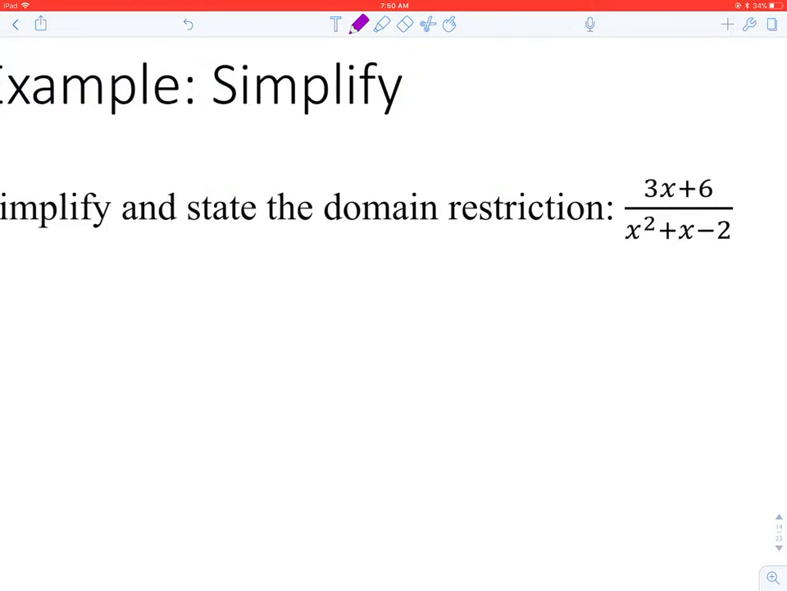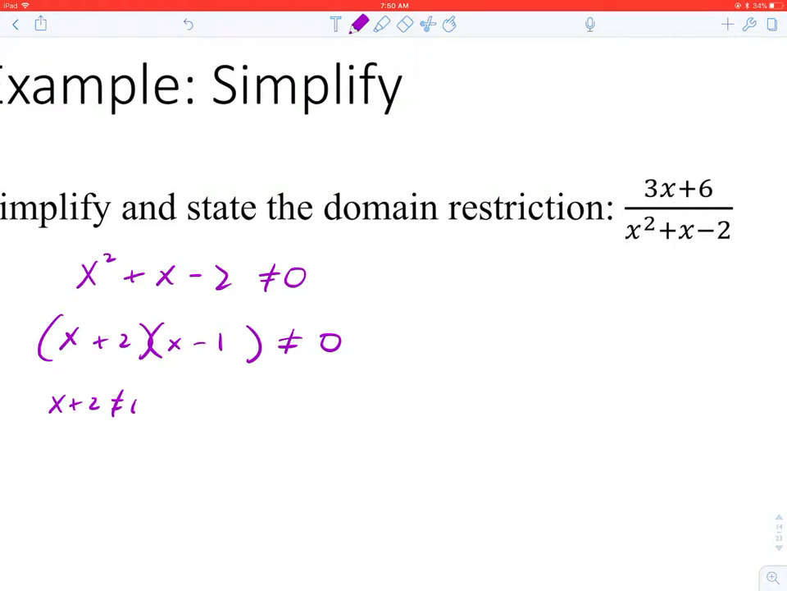Okay, so domain, looking for the domain restrictions, we know that x squared plus x minus 2 cannot be equal to 0. That's going to factor to x plus 2, x minus 1. So x plus 2 cannot be equal to 0. X minus 1 cannot be equal to 0. So x cannot be equal to negative 2. X cannot be equal to 1.